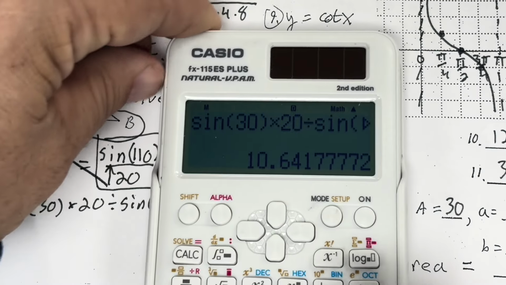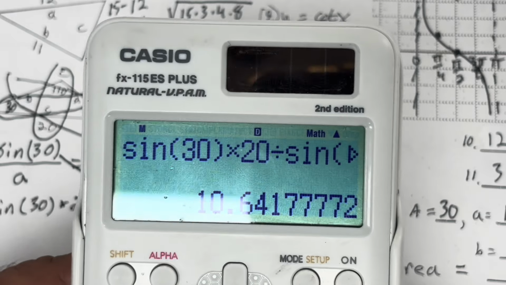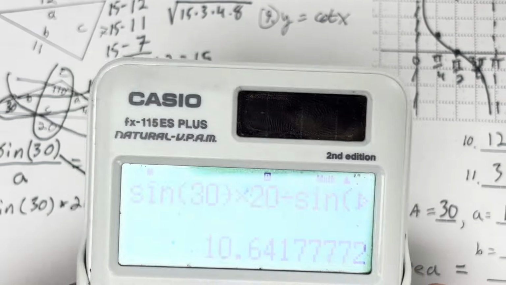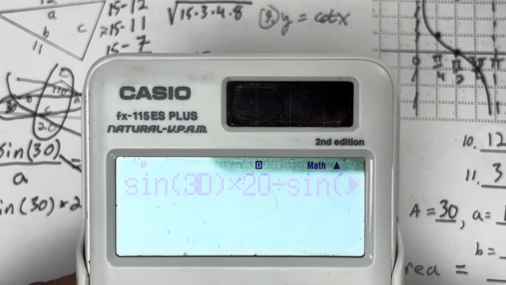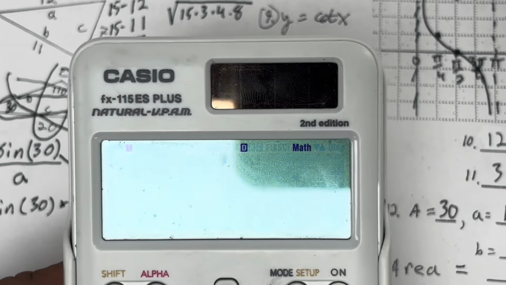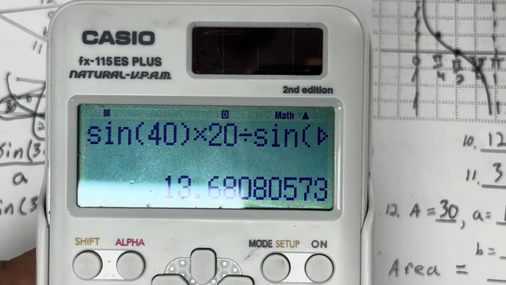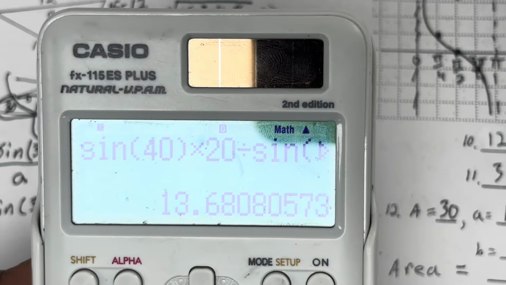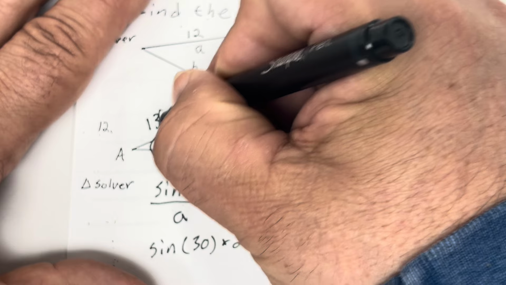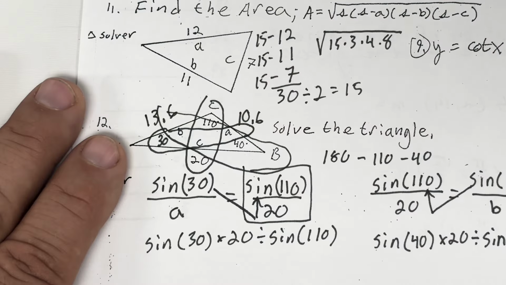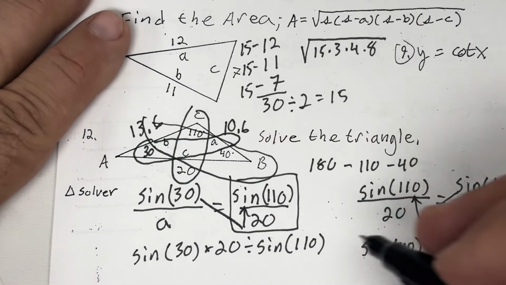Now, if you want to be a little tricky, all you have to do is keep your old answer in there and back arrow into the sine 30 and just change that to sine 40. You could retype it if you want, but you don't have to. So that's going to be 13.68. If we round that to the nearest whole number, that would be 14. So if I have 10.6 there and 13.6 over here, whether you round it or leave it at 13.6, we're going to find the area.